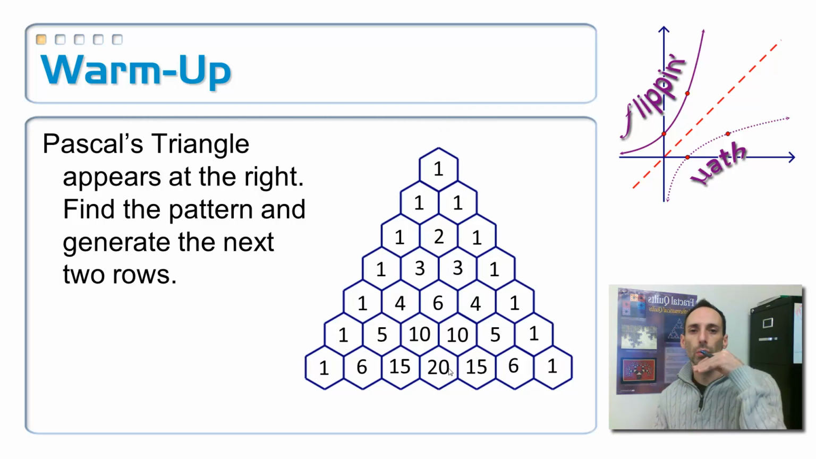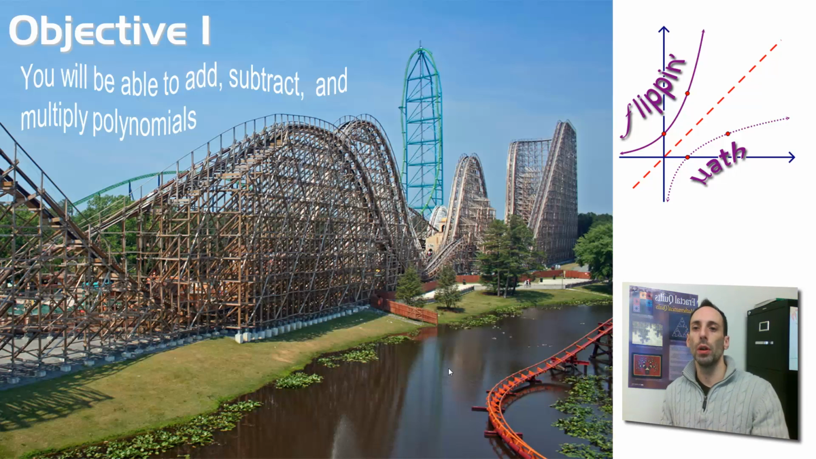There's Pascal's triangle, and we're going to use this at some point to help us take powers of polynomials, as you'll see. It'll be towards the end of the video. It's pretty sweet. Okay, so objective 1, being able to add, subtract, and multiply polynomials. And here is a picture of a roller coaster at Six Flags. The reason why I put it in here, as you will see in the future, whenever we go to graph polynomials as functions, the graphs kind of look like roller coasters. Peaks and valleys and things like that. So something to look forward to.